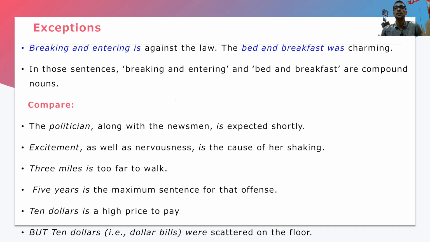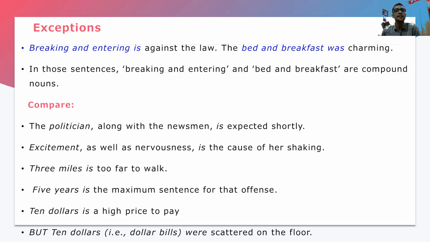Exceptions, there are some exceptions, of course. Breaking and entering is against the law. Here a simple verb is used, singular. The bed and breakfast was charming. Here the verb is singular again. In those sentences, breaking and entering and bed and breakfast are compound nouns, and that is why the verb is singular. Compare, you can see how comparison is made. The politician along with the newsman is expected shortly. Along with means singular.